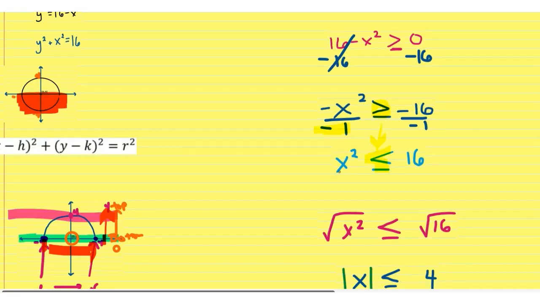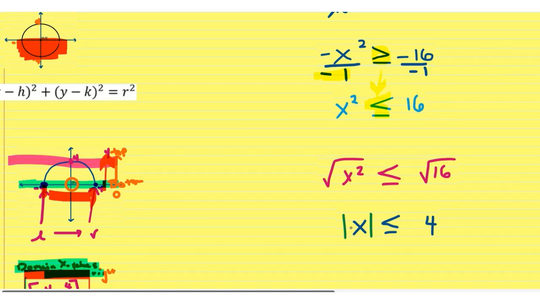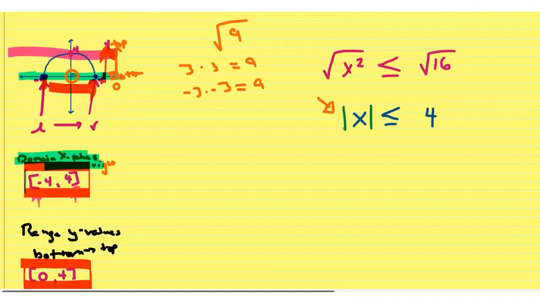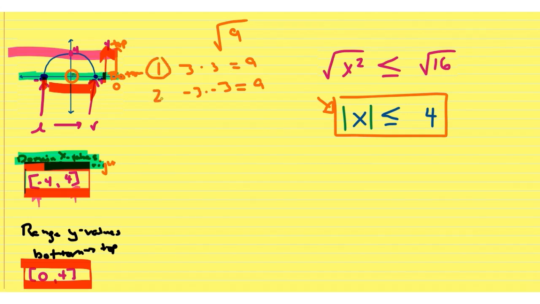Now I'm going to get rid of this square by taking the square root of both sides. So the square root of x squared is less than or equal to the square root of 16. The square root of x squared is x, and the square root of 16 is 4. Now, if you'll notice, I've added the absolute value signs. This is because when we have, like, the square root of 9, technically 3 times 3 could equal 9, or negative 3 times negative 3 could equal 9. We have to consider both scenarios. So we're going to rewrite this twice, considering the first scenario and the second scenario.